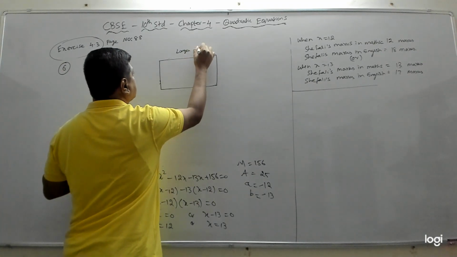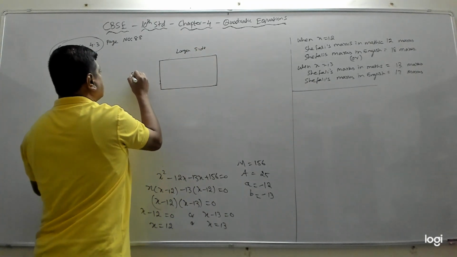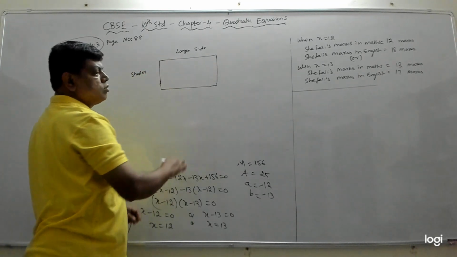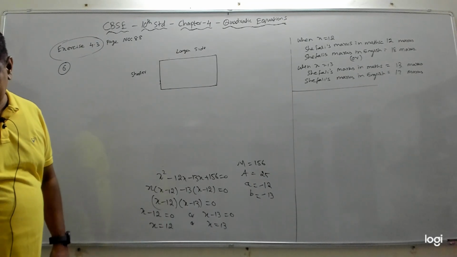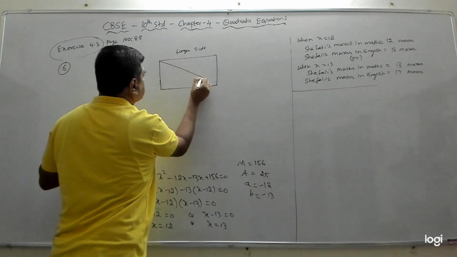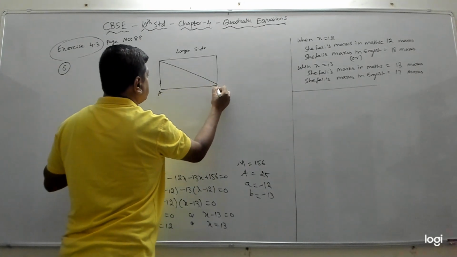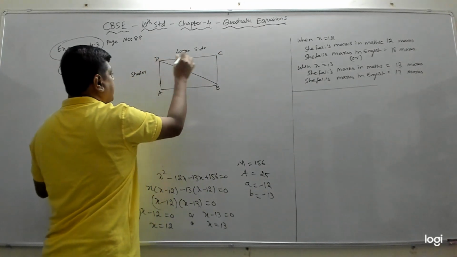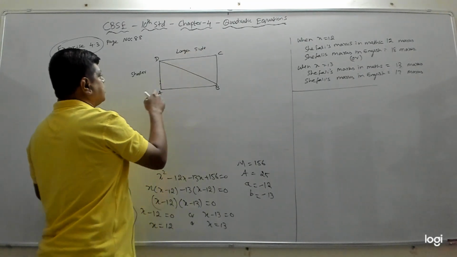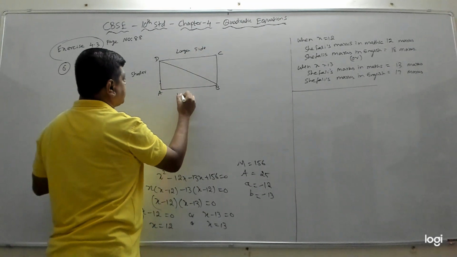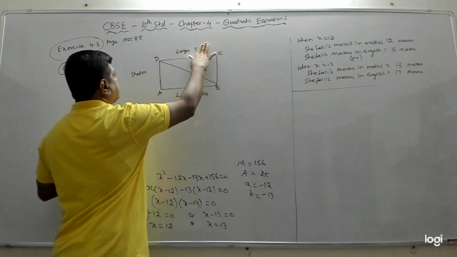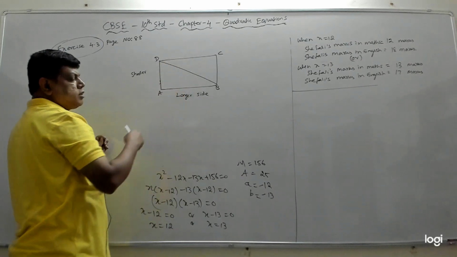Longer side, shorter side. This is the shorter side, this is the longer side. And then it says the diagonal of a rectangular field, which means we should draw a diagonal. This is a diagonal. Suppose ABCD is a rectangular field, and this is your longer side, this is the shorter side. Or I can put the longer side here, and this is the shorter side. This is also a longer side, both are the same because it's a rectangle.